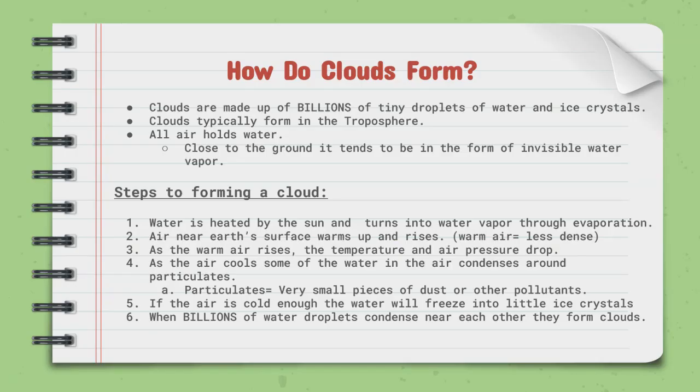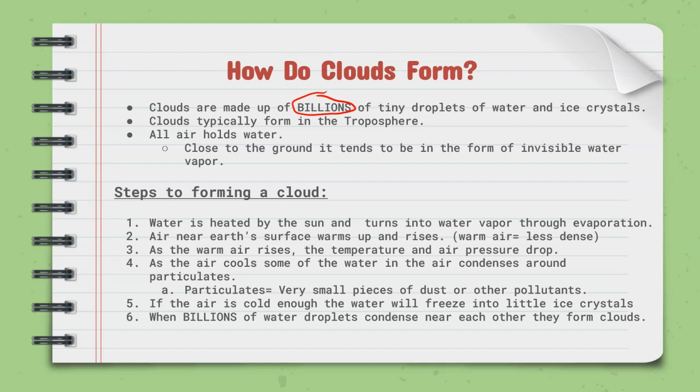First thing we need to understand is how clouds form. Clouds are made up of billions, with a B, of tiny water droplets and/or ice crystals. Clouds typically form in the troposphere, and the ones that we will be learning about today are all located in the troposphere. You can find some clouds rarely in the stratosphere, as well as I believe the mesosphere.